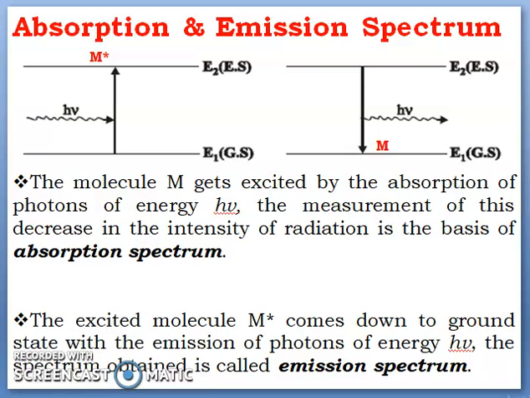Whereas in the other image on the right side, the excited molecule M star comes down to the ground state with the emission of photons of energy h nu, which is measured by the readout in the form of a spectrum. That spectrum is called emission spectrum.